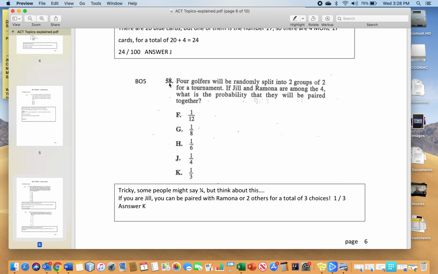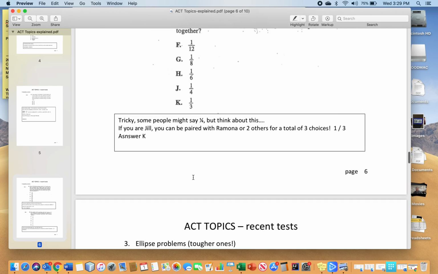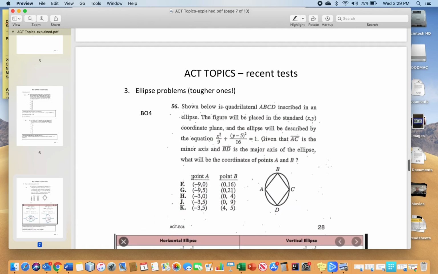This one also was a very simple concept, but it's number 58. Four golfers will be randomly split into 2 groups of 2. So there's going to be how many pairs? If there's 4 people, hold up your hand with 4 fingers, and you put one finger down, you have 3 other people to pick from, right? So it's a 1/3 probability. Again, a very simple concept, but a lot of people would pick J and not K. Tricky. Okay, now pause the video.